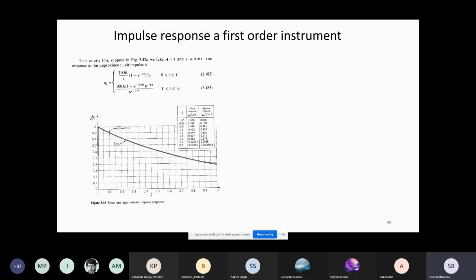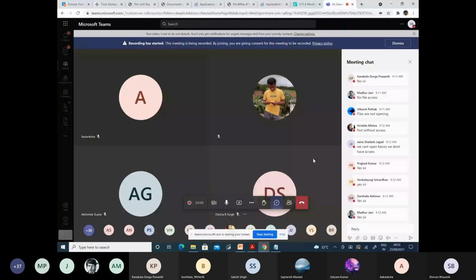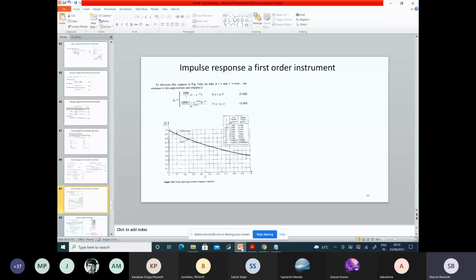And tell me now if you have any query. Does anybody have any query on this impulse response of a first order system? Okay, so let's go back. Nobody is asking anything.